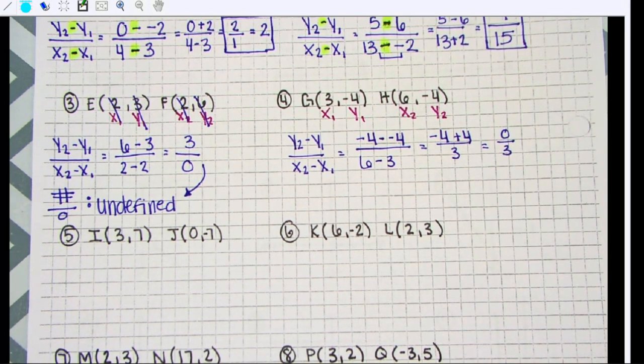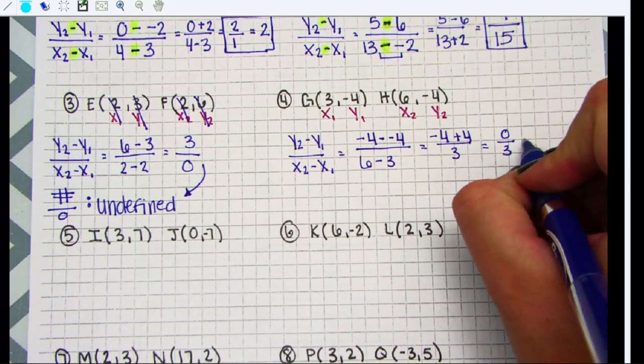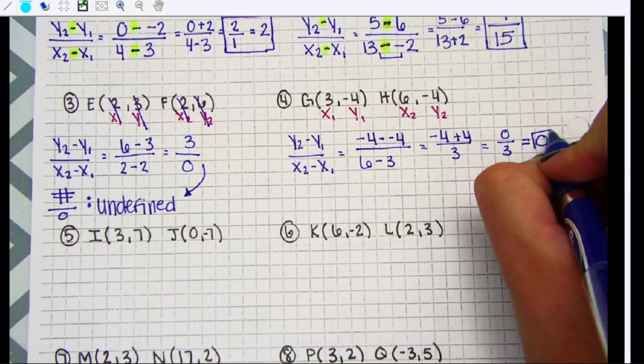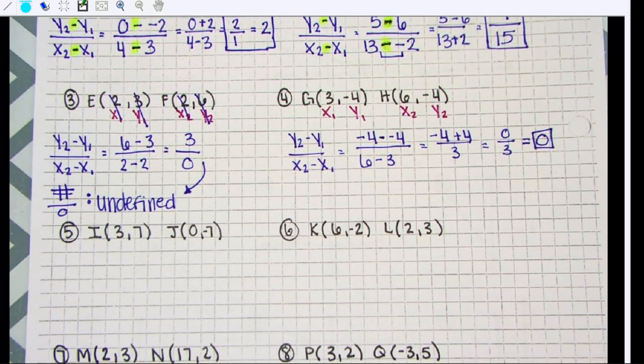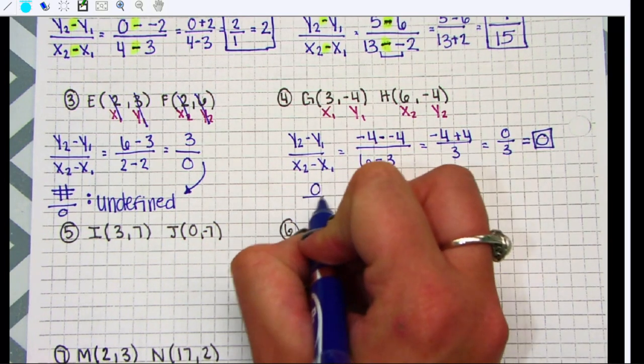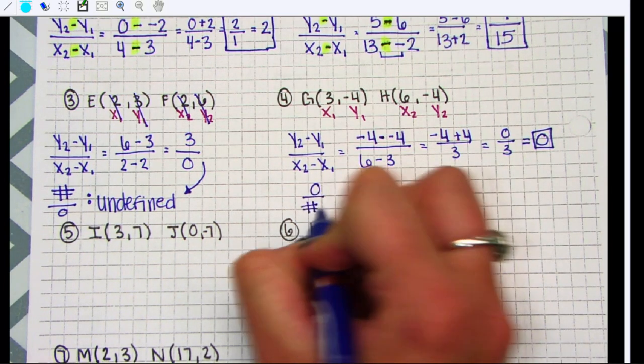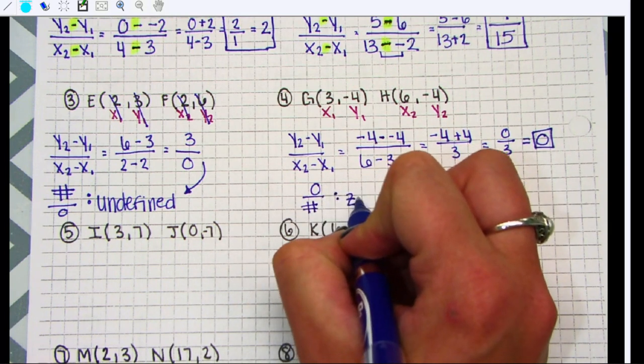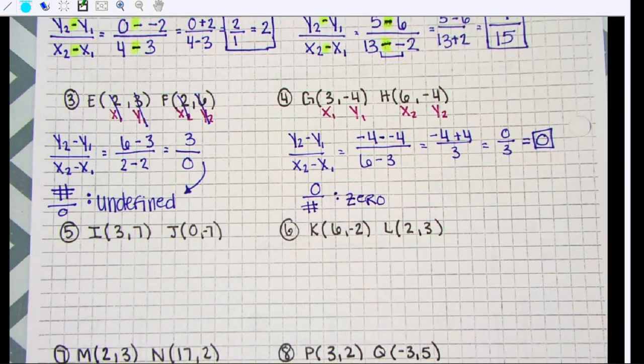Okay? At this point, when I divide 0 by 3, what do I get as my answer? 0. Anytime 0 is on the top, you get what's called a zero slope, which we'll talk about on page 14 of what it looks like. So if you have 0 in the top over any number, that slope is called zero slope. The slope is 0. You can write the number or write the word.